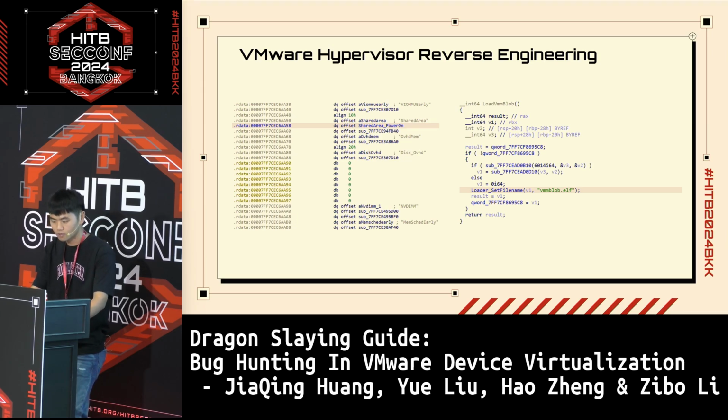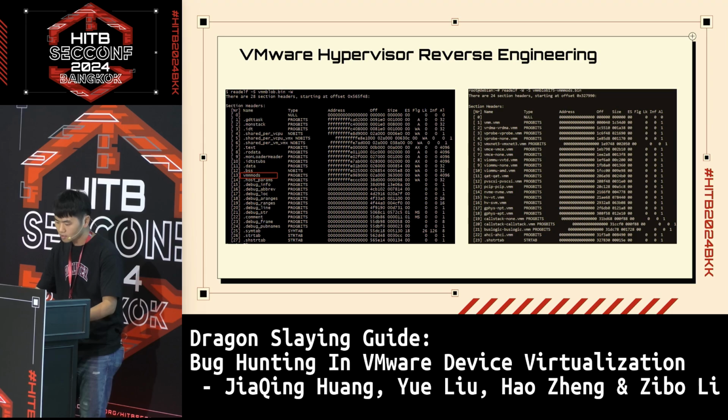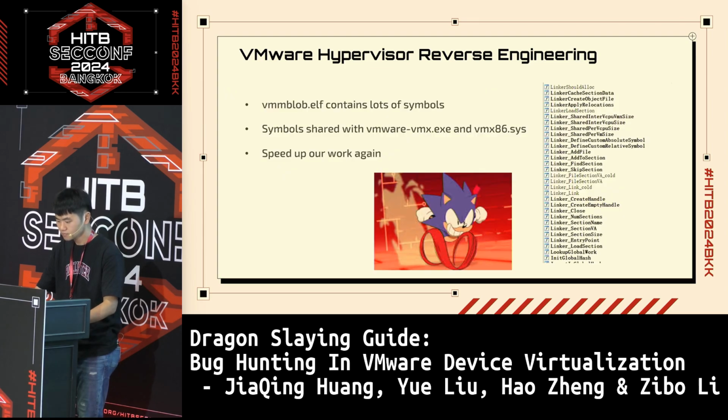Following the initial process, we will notice that there is an ELF object called VMM blob embedded in VMX. There are several VMM extensions stored in the VMM modes section of the VMM blob. They are also ELF objects. Good news is the VMM blob contains lots of symbols, and these symbols are shared with VMX and the VMX86 kernel module. So this can also speed up our work.